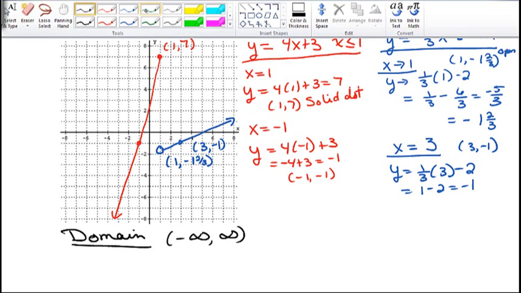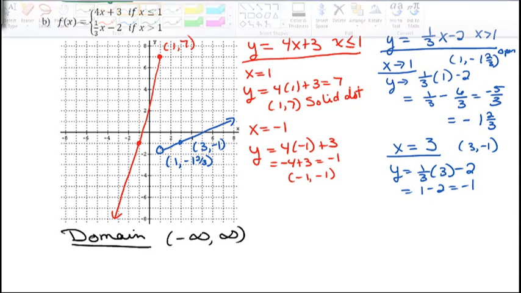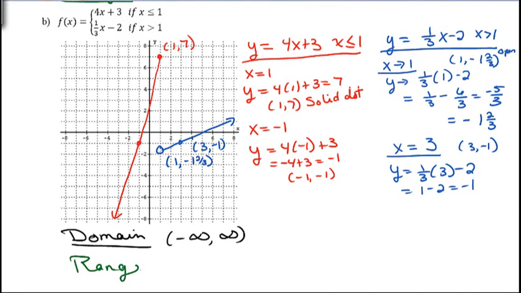And then we also need the range. So let's get the range in here. And the range, remember, are the y values for a function. And so if we look down, this graph goes down forever. And so that would be negative infinity. And we have graph, there's graph, all the way up until we get to right here. And that's where the graph stops.